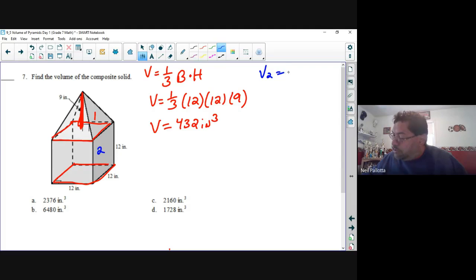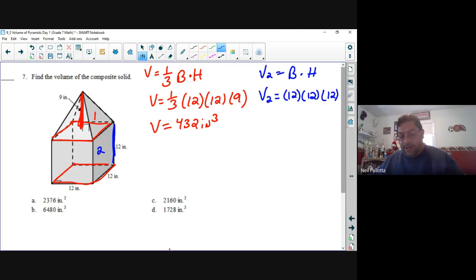Volume 2 is a cube. So volume 2 is going to be your base area times your height. Your base area is simply going to be 12 times 12. And then your height is also 12 here. So for volume 2, when we multiply 12 times 12 times 12, we wind up with 1,728. Right, and those are also cubic inches.